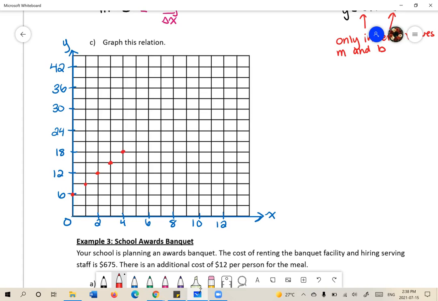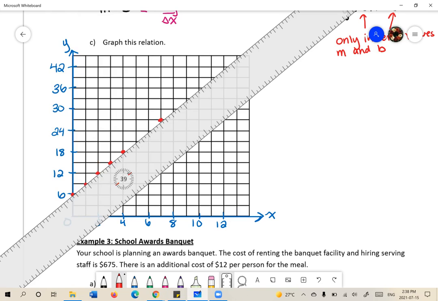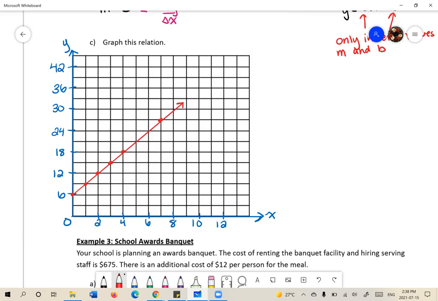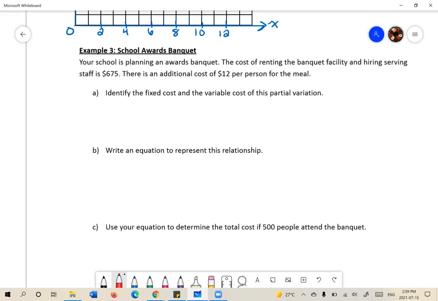and then the last point. And then I'll connect my points with the ruler and draw an arrow. And now that I have an equation for this line, I'm also going to include it by labeling my line with my equation. I complete the graph.